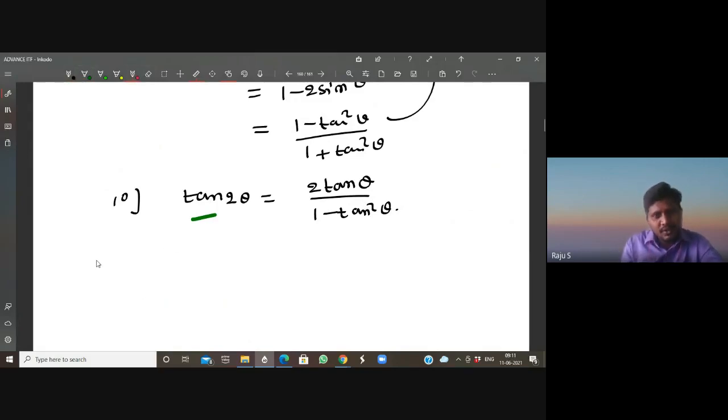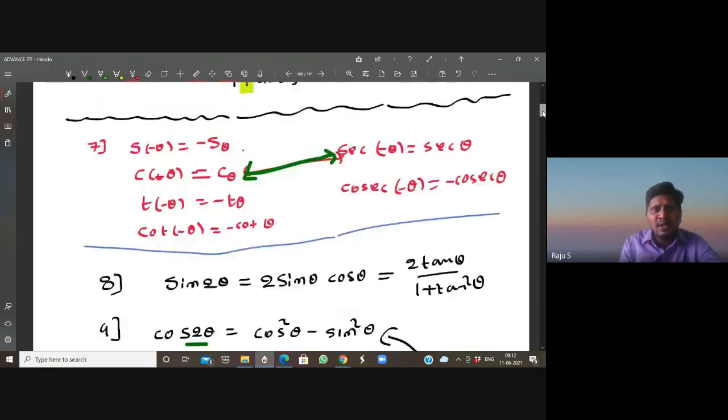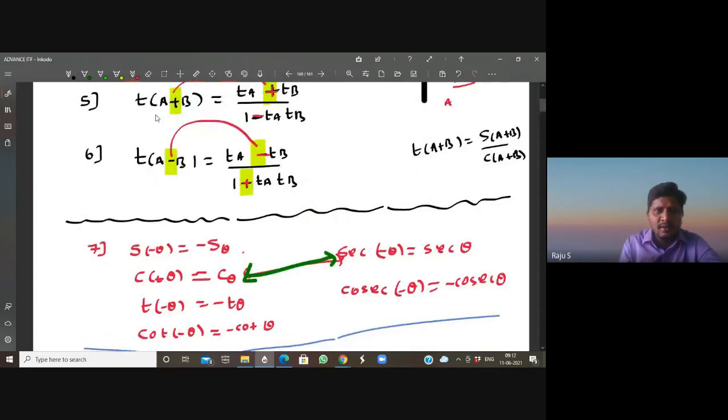Right. Look at the 11th one. In case I write cot A plus B, we have already written tan A plus B. What about cot? With the help of this tan A plus B, you can derive cot A plus B. Tan A plus B can be written as 1 by cot A plus B. Tan A can be written as 1 by cot A. Tan B can be written as 1 by cot B. 1 minus 1 by cot A into cot B.